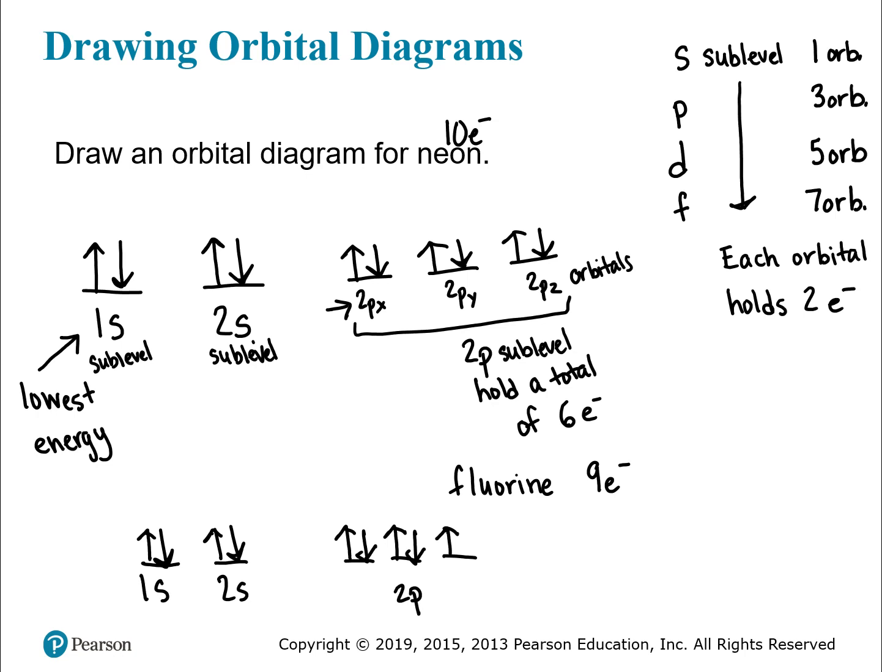Okay. Yes, question. So when you look at the periodic table, the atomic number is 10. That tells you that you have 10 protons. In a neutral atom, the number of protons is always equal to the number of electrons. So if you have 10 protons, you have to have 10 electrons as well.